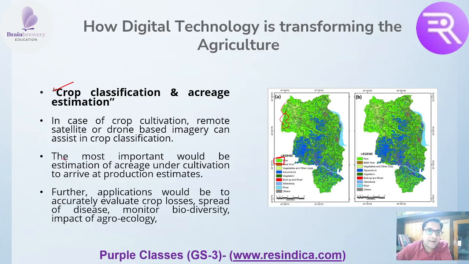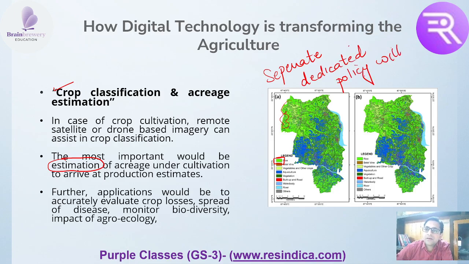It will be helpful in estimation about the type of crop and what type of cultivation is going on in a certain area, and based on that, a separate and dedicated policy will be made, and we will be able to exactly find out what is going to be the yield.